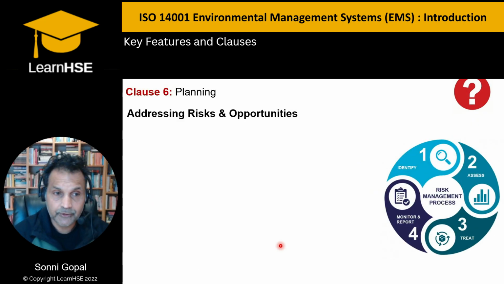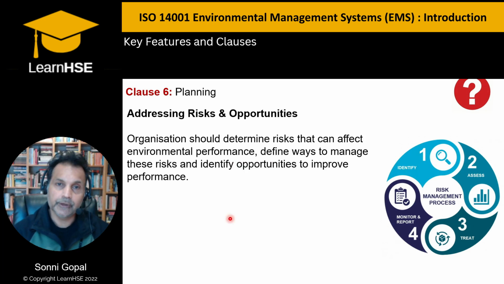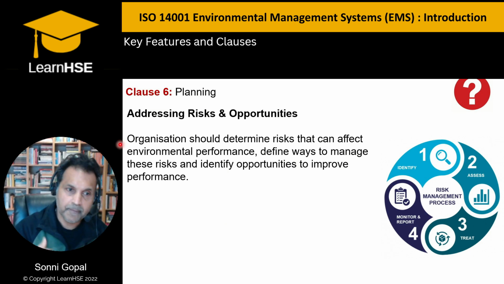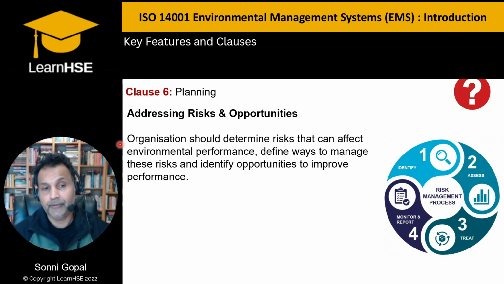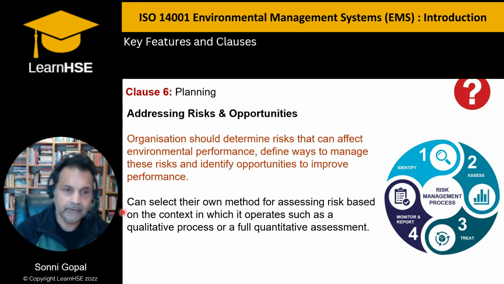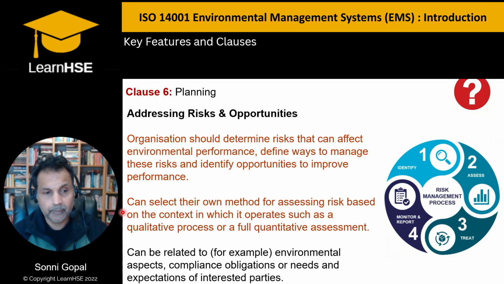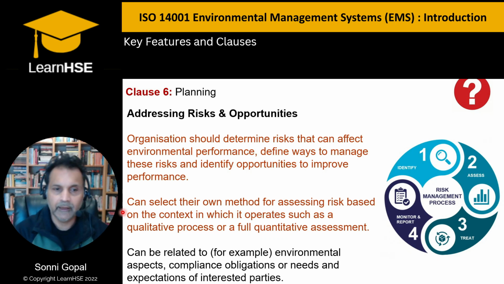Planning also, we need to take into account risks and opportunities and risk management processes. The organization should make every attempt to determine the risks that can affect its environmental performance, look at ways of how to manage those risks, and also identify opportunities to improve performance. They can select their own method for addressing risk based on the context in which it operates, such as a qualitative process or a full quantitative assessment. And it can be related, for example, to environmental aspects, compliance obligations, or needs and expectations of interested parties.